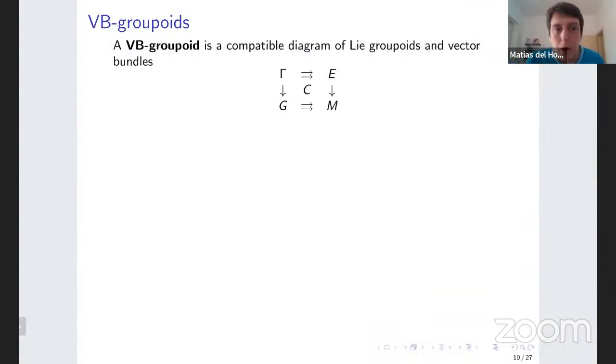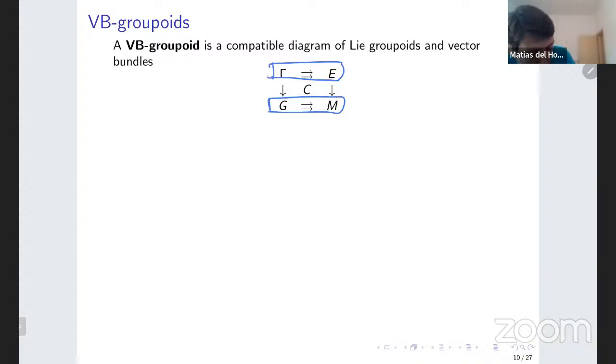What a VB groupoid is. A VB groupoid is depicted as a square like this. It's a compatible diagram of Lie groupoids and vector bundles. It's a Lie groupoid, another Lie groupoid, and then E over M is a vector bundle, Gamma over G is a vector bundle. And besides that, the groupoid structure maps, which are source, target, unit, multiplication, and inverse, are all linear. Another way to define this is as a groupoid object in the category of vector bundles. But it's better to think like this.